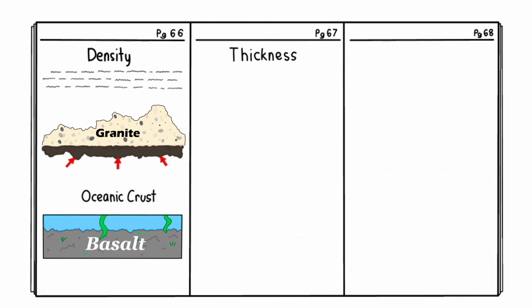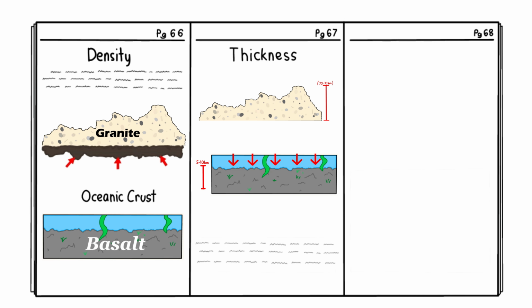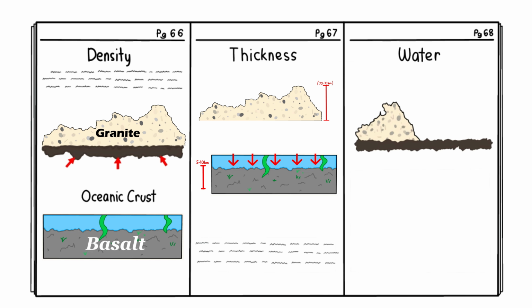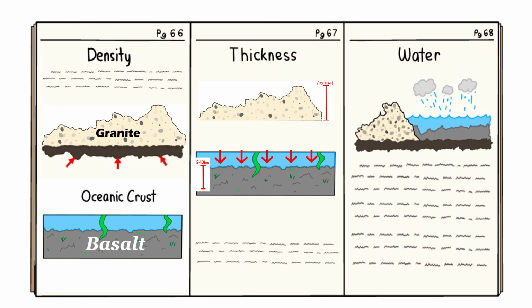Thickness. Continental crust is thick, 30 to 70 kilometers, while oceanic crust is thin, 5 to 10 kilometers. Thicker and lighter crust rises higher, while thinner and heavier crust sinks lower. Water fills the low areas. Since oceanic crust sits lower, rain and river water collect in these deep areas over time, forming oceans, while the higher continental crust remains above the water.